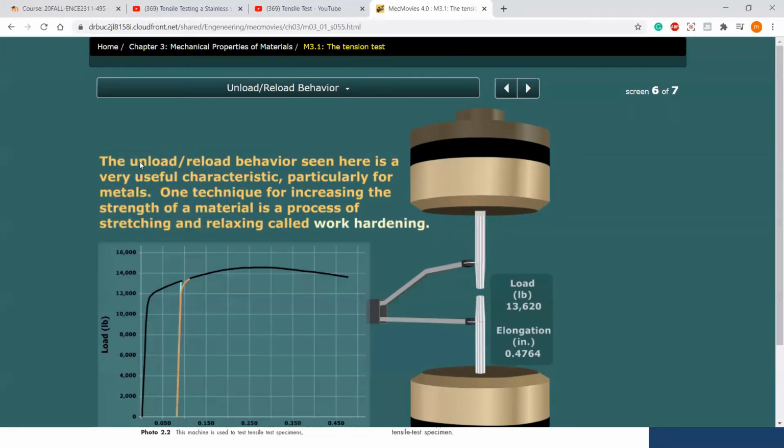The unload and reload behavior seen here is a very useful characteristic, particularly for metals. One technique for increasing the strength of the material is the process of stretching and relaxing. It's called work hardening. Okay.